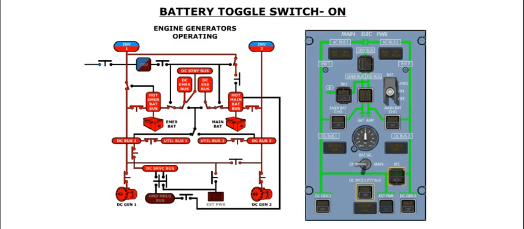If the battery toggle switch is on and either or both engines are running, or if external power is selected on, the DC essential bus is powered by the hot main battery bus, and the DC emergency bus and the DC standby bus are powered by the hot emergency battery bus.